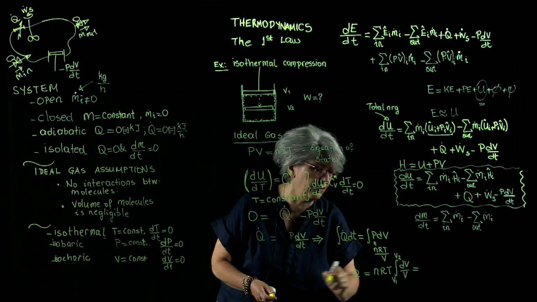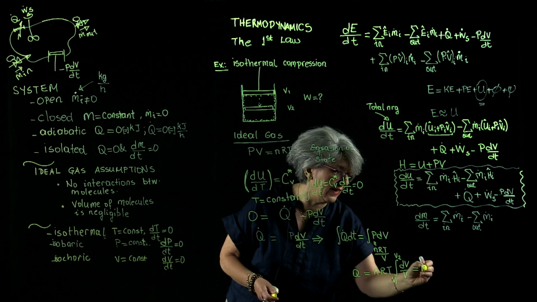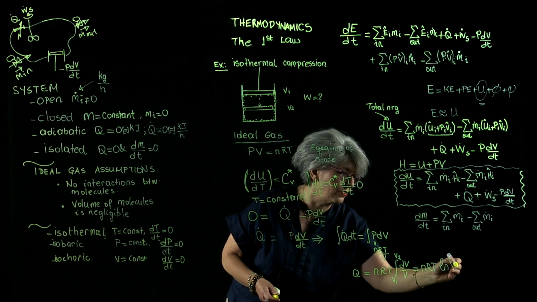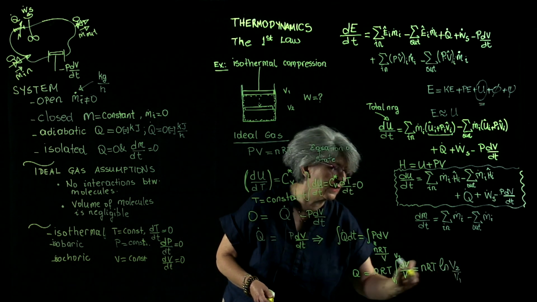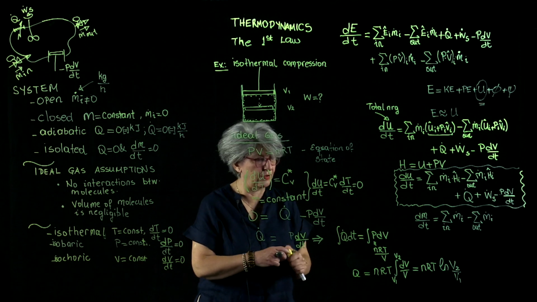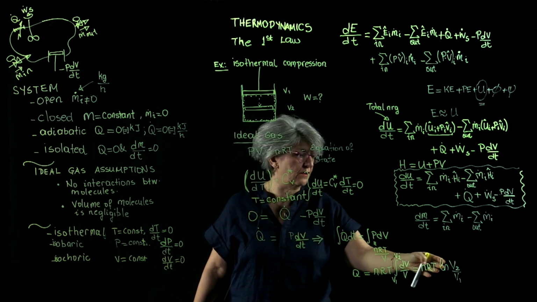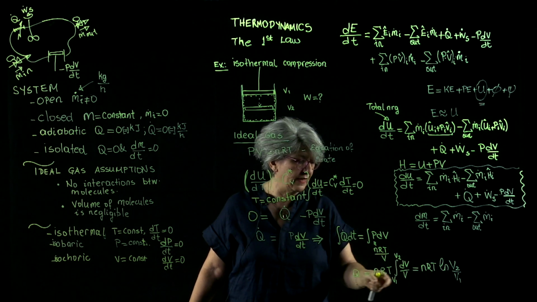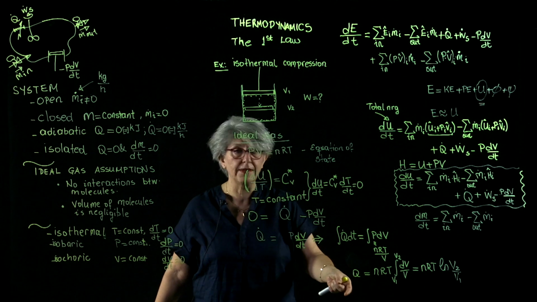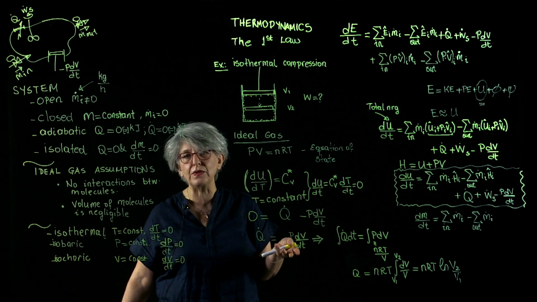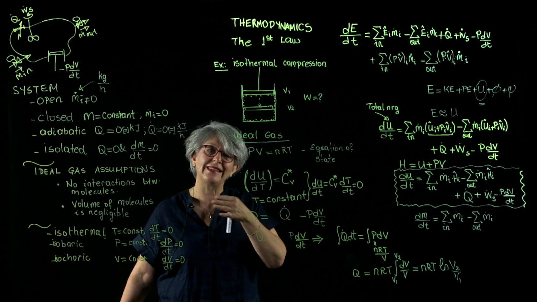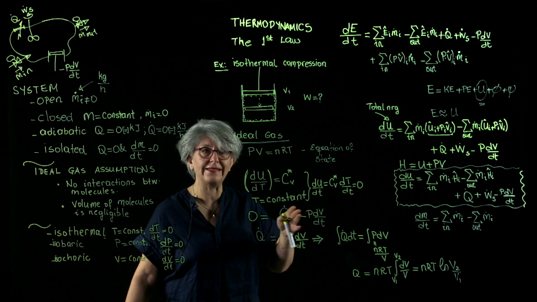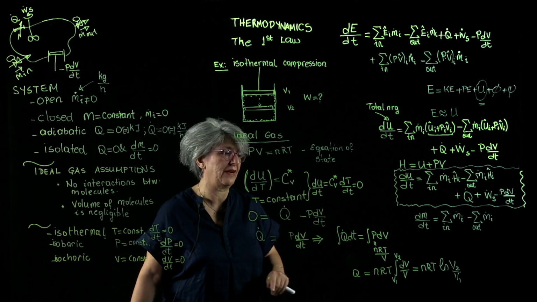And that is equal to nRT ln V2 over V1. V2 is smaller than V1. This group is less than 1. This is going to be negative. Q is going to be negative. And when we have negative Q, it means that it is leaving the system boundaries. Negative Q means that heat is leaving through the system boundaries.